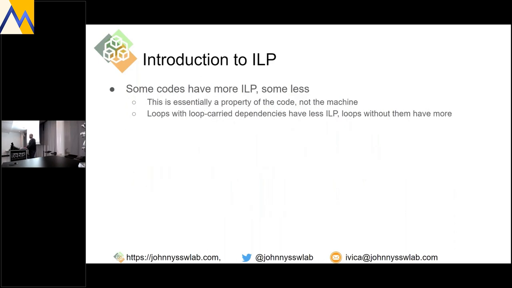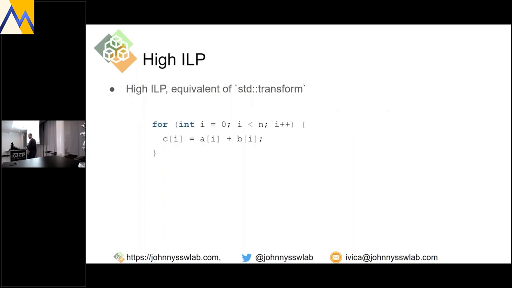Okay, so if you have a loop with a loop-carrying dependency, most likely you are instruction level parallelism bound. So this is the boundary. When you need data from the previous iterations, it means that you're bound by instruction level parallelism.